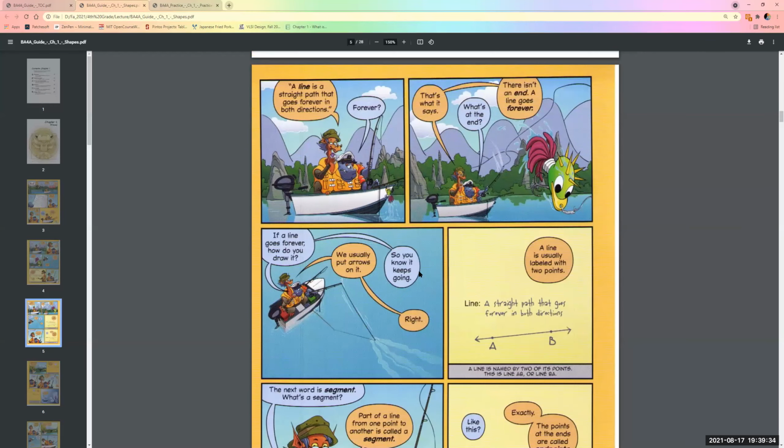Sure. A line is a straight path that goes forever in both directions. Forever? That's what it says. What's at the end? There isn't an end. A line goes forever. If a line goes forever, how do you draw it? We usually put arrows on it. So you know it keeps going? Right.